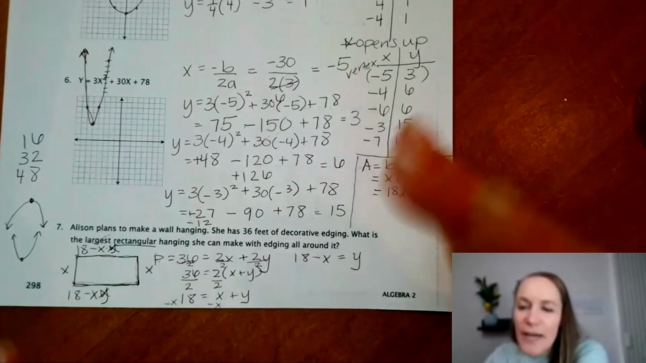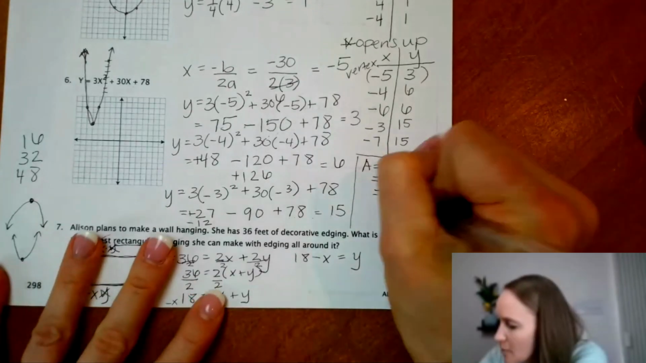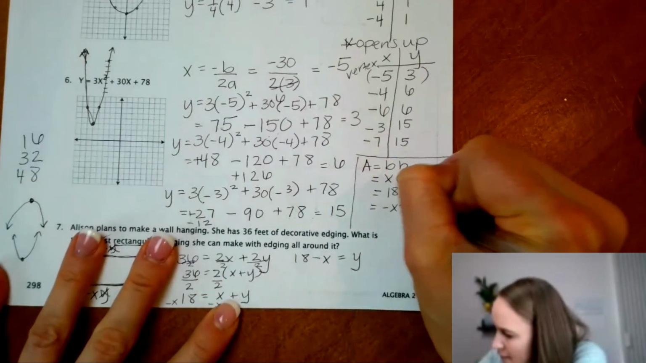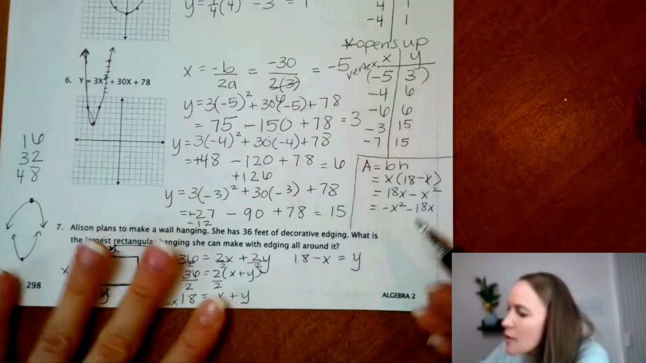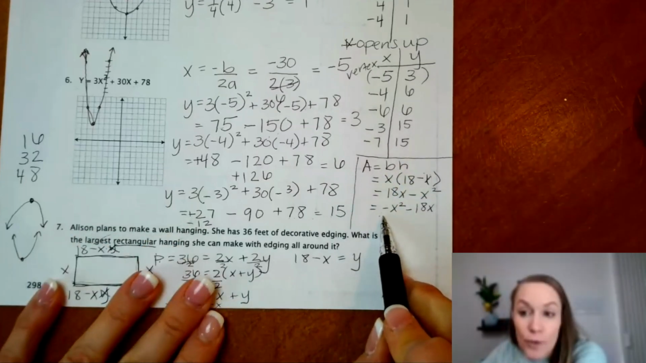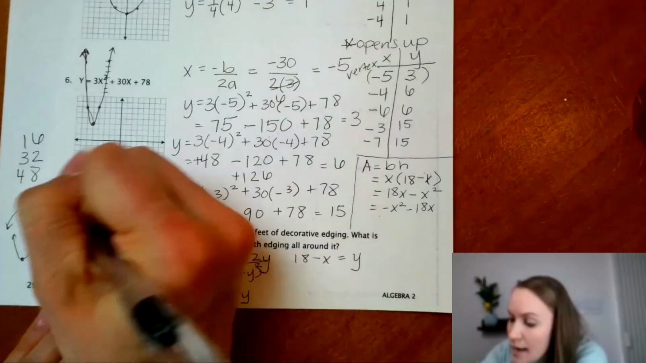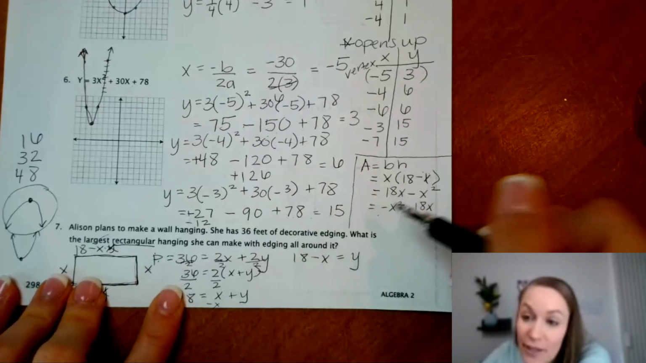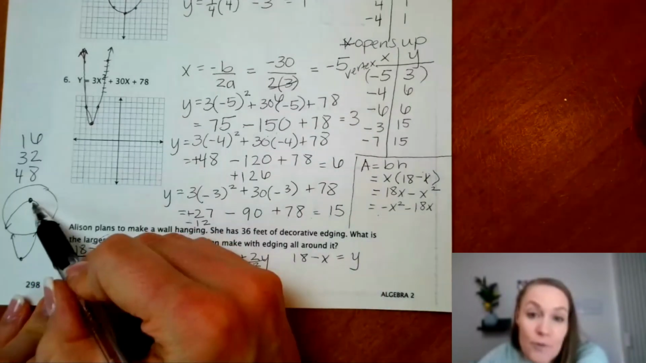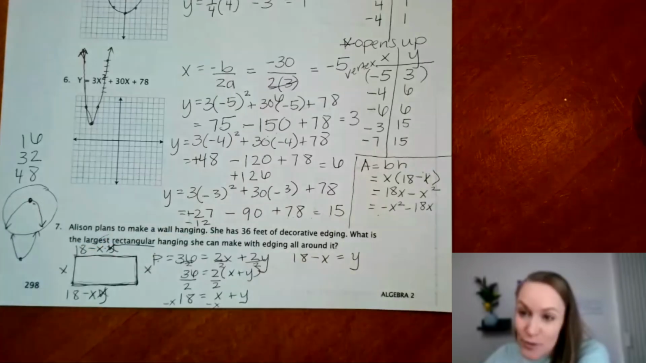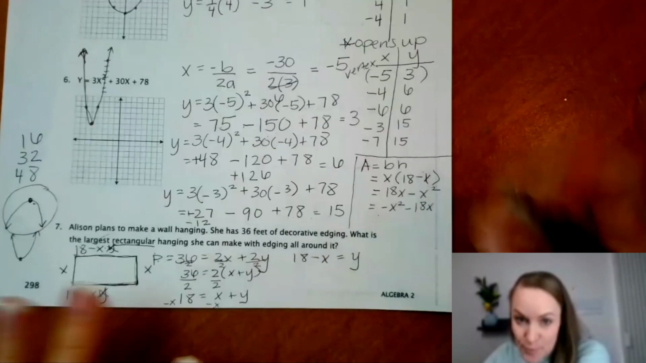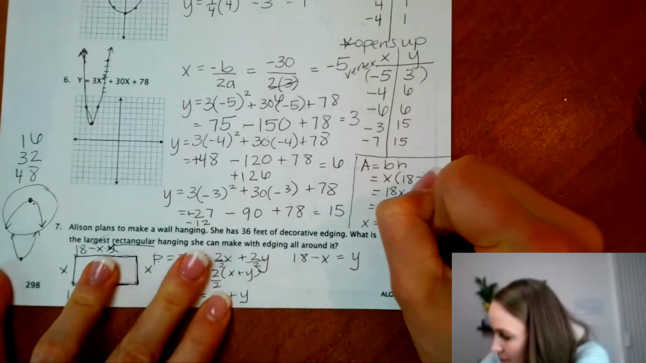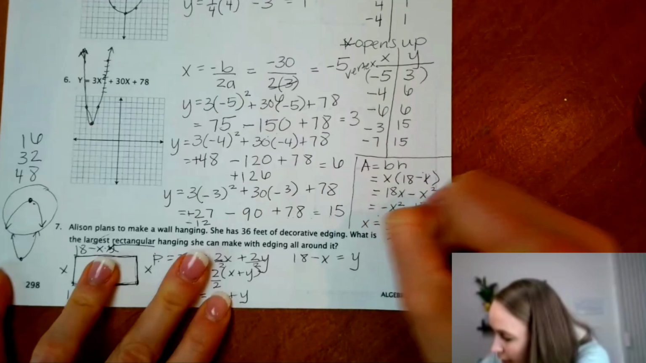Now, if I just rearrange these values, I'm just going to swap them up here. I have negative x squared minus 18x. So now I have a parabola that is pointing downward, so I'm going to have a maximum value. Okay, and now I can find the vertex. If I found the vertex, that would give me the maximum value. So x equals the opposite of b over 2a.